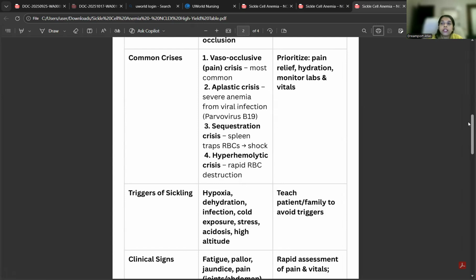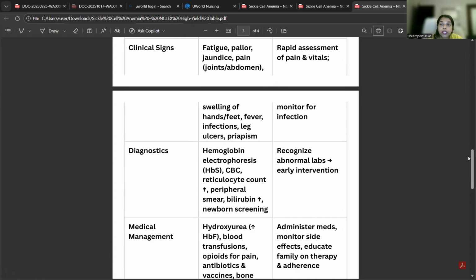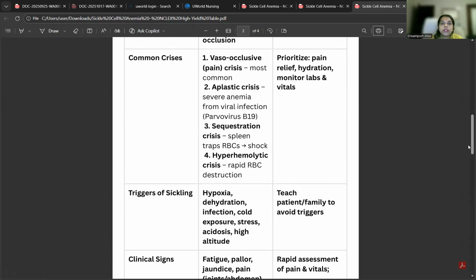And next we can see the triggering factors, by which the sickling of the RBC is triggered. What are the triggering factors? The first one, hypoxia. That means inadequate blood supply leads to hypoxia. So this hypoxia can trigger the rate of RBC sickling.